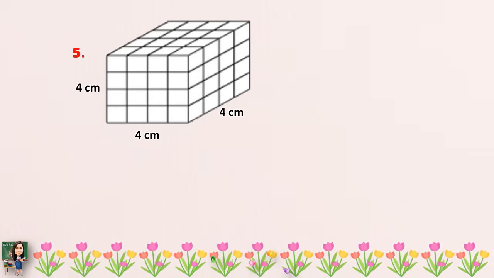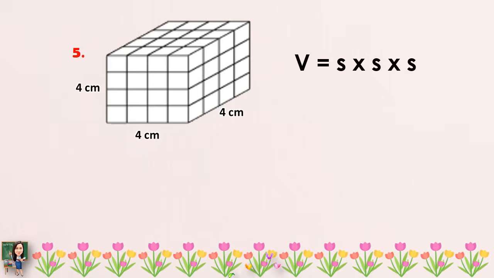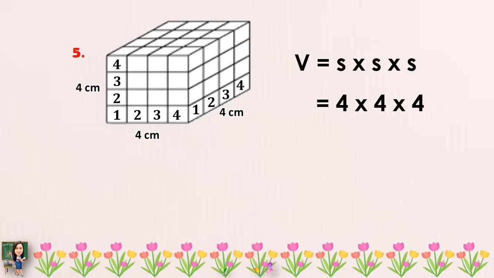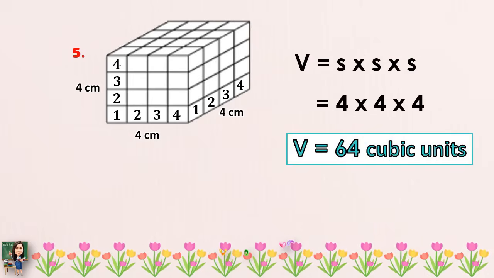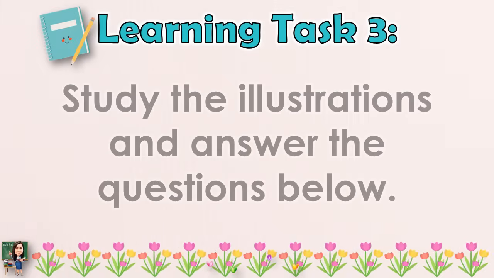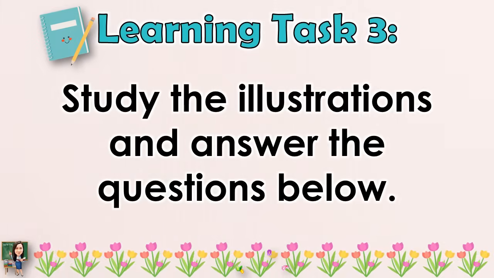And number 5, this figure is a cube. The formula is volume equals side times side times side. Each side has 4 centimeter. So 4 times 4 times 4 equals 64 cubic units. For learning task 3, study the illustrations and answer the questions below.